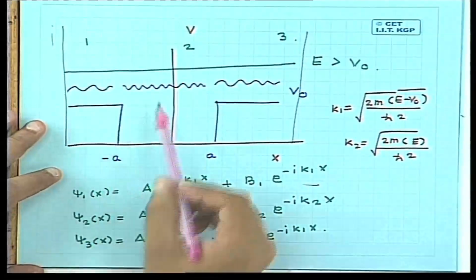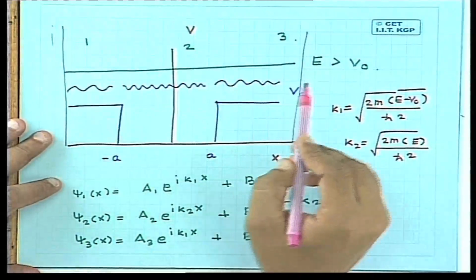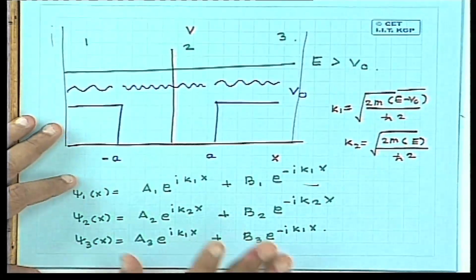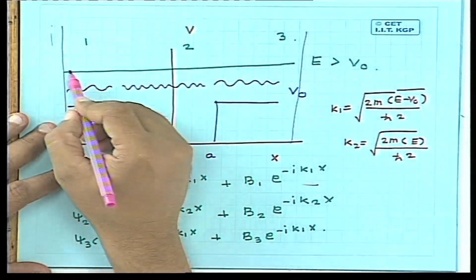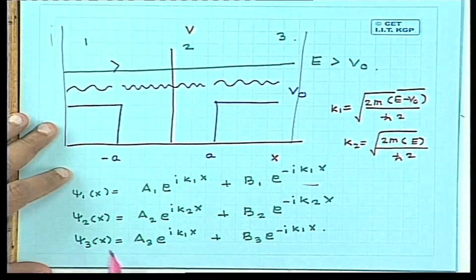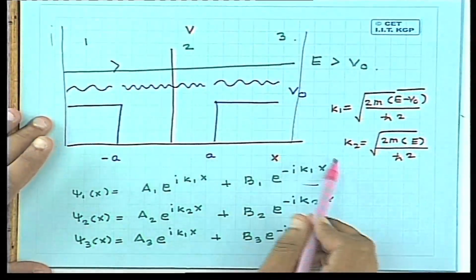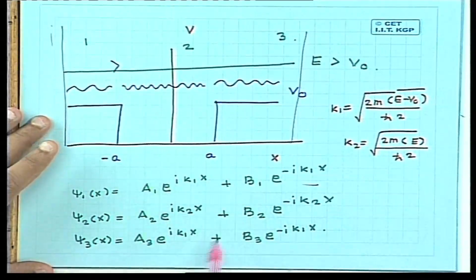Now, this problem of a situation where the energy is greater than the potential, I shall not be dealing with in any more depth. It is quite simple. If you are given the condition that the particles are only coming from this side and not from this side, it will impose some conditions on these coefficients A, B, etc., which we shall be encountering in a slightly different context shortly.